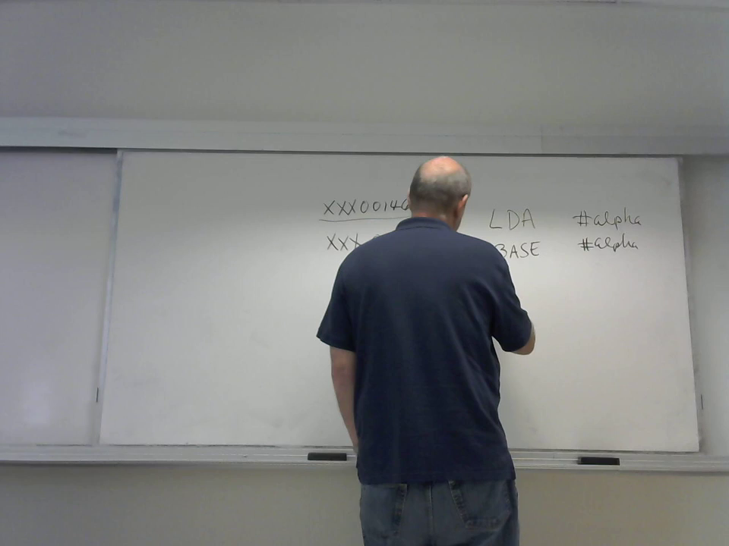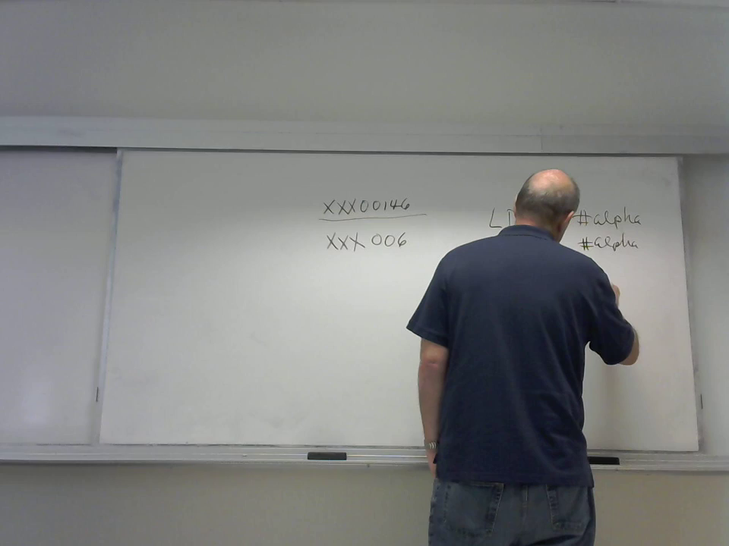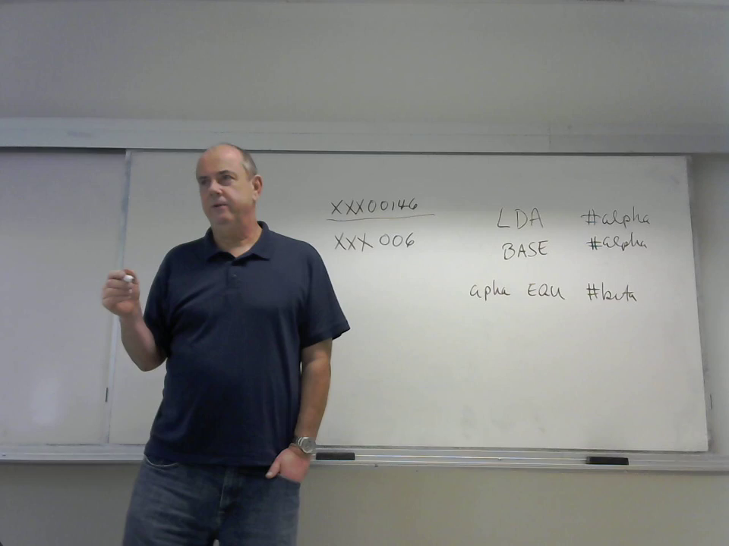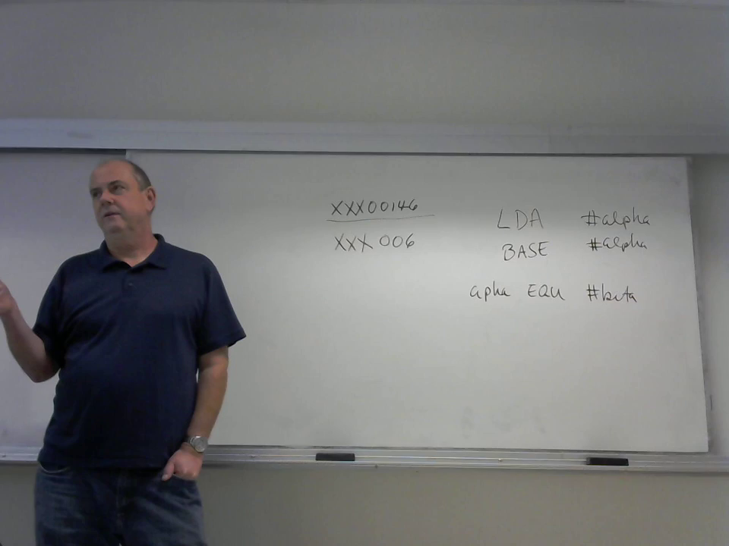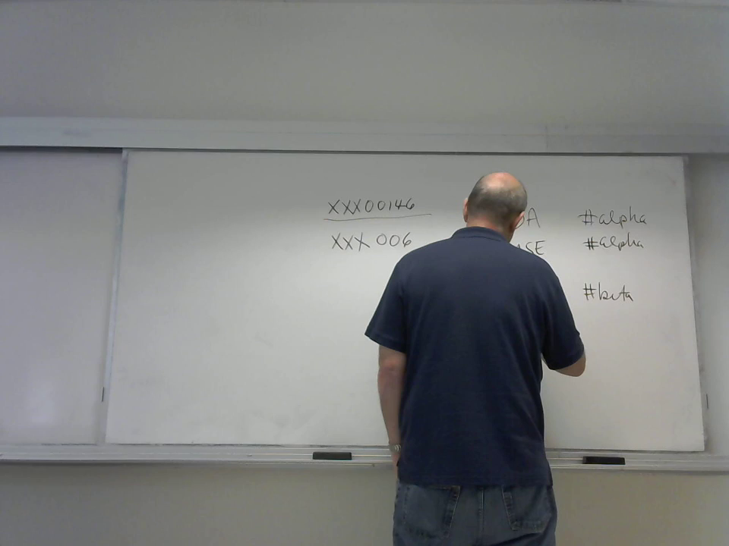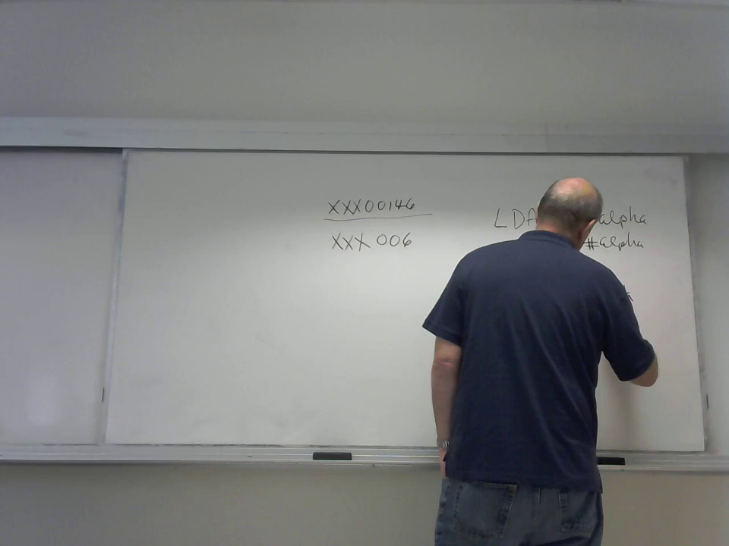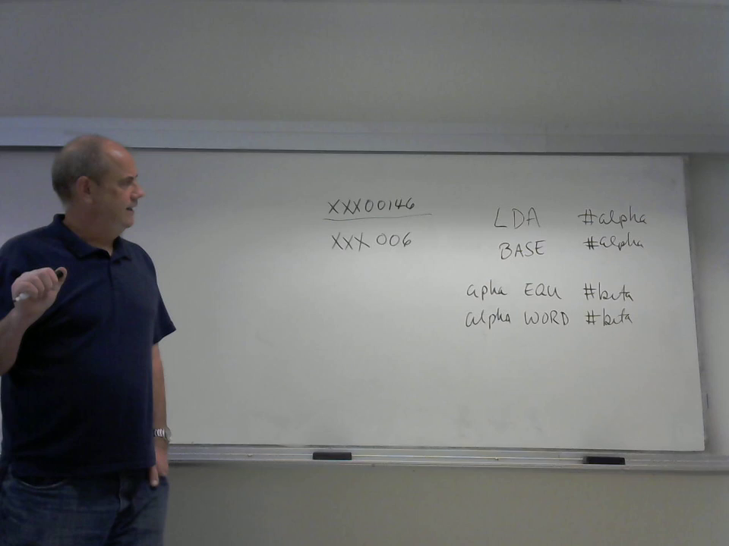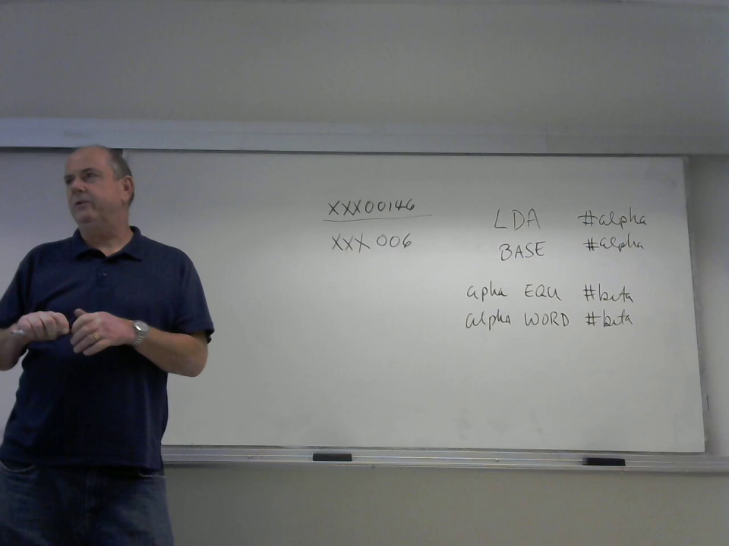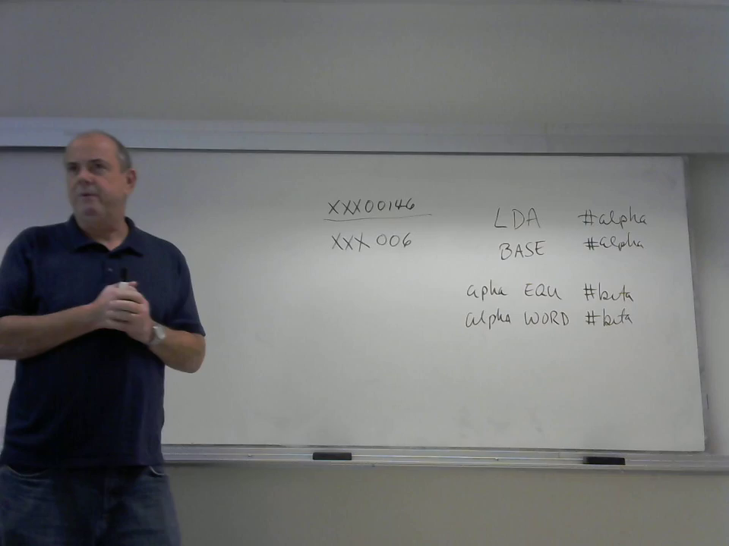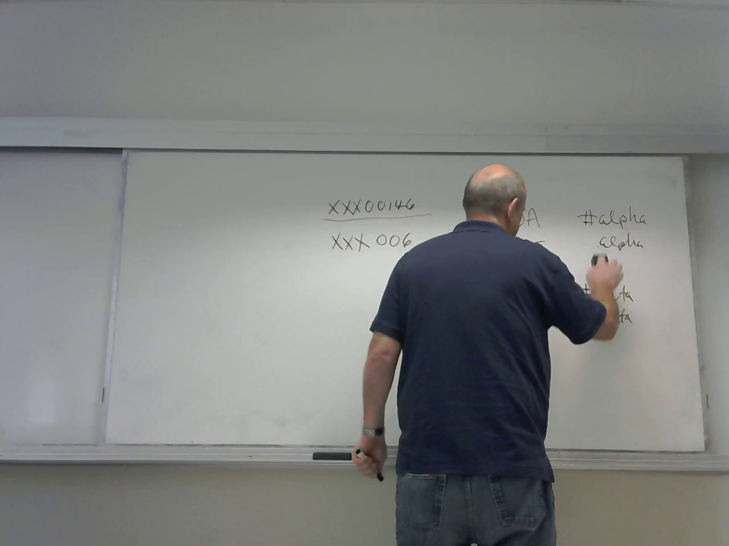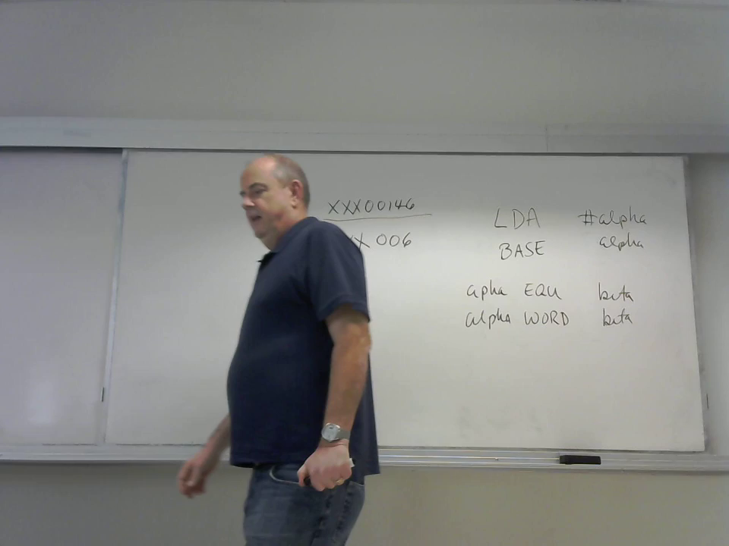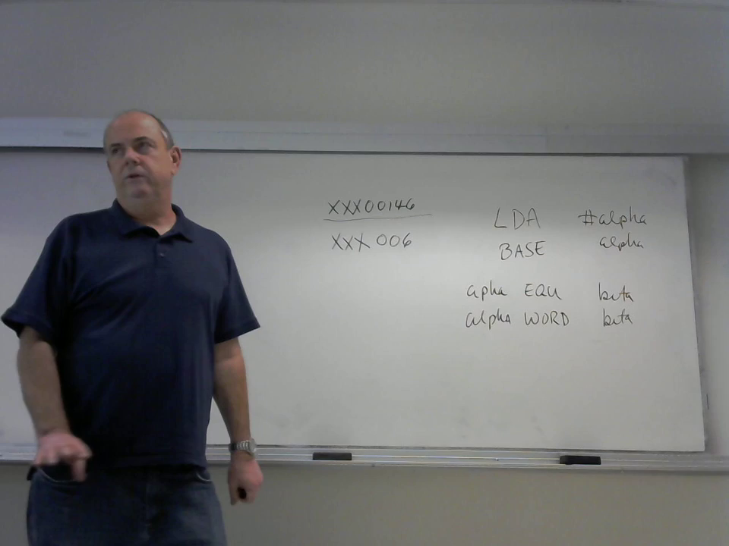Well, what about alpha into u pound sine beta? Okay, or is it an error? It's an error. Alpha word. Okay. No, it's an error. Well, in all those cases, we mean the address of beta, don't we? Aren't all of these the address of beta? But this one, and this one. These are assembler directives, base, EQU, word. They're assembler directives, not instructions. Why is the pound sign not okay there?